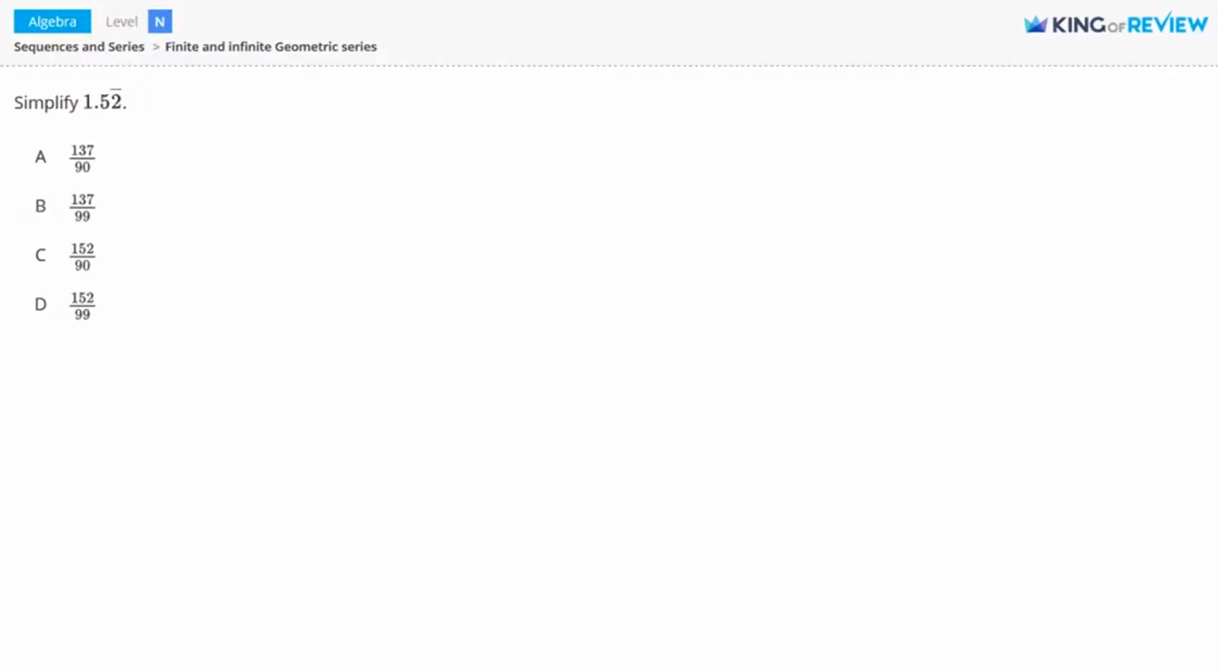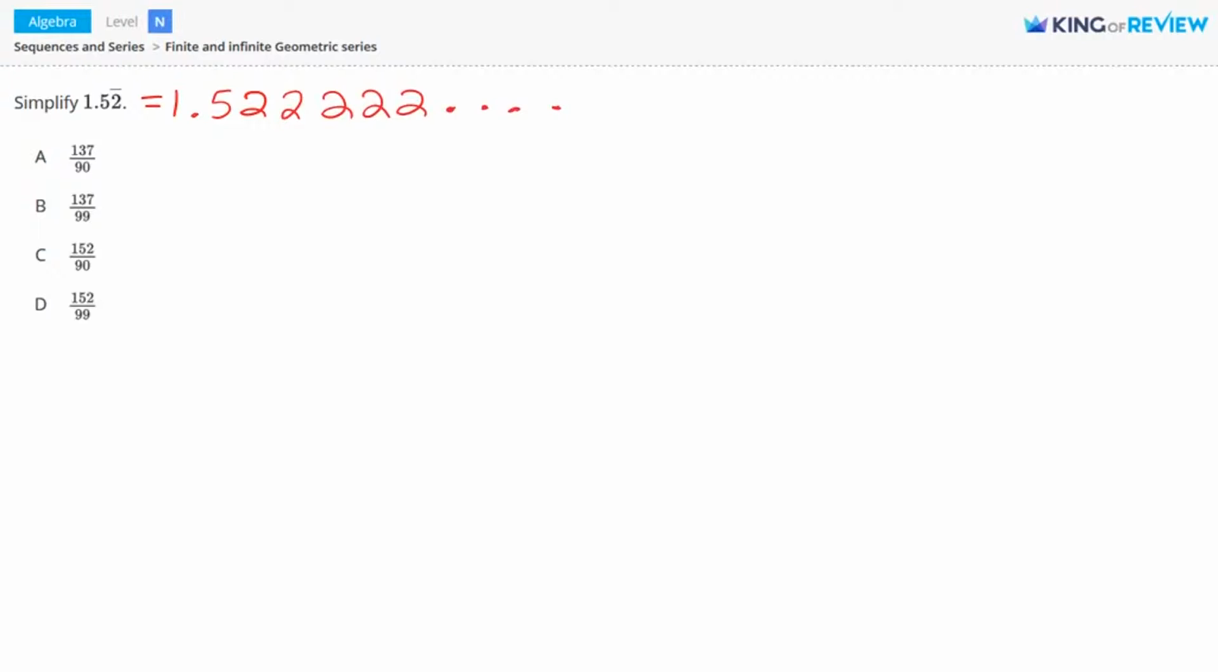Simplify 1.52, and 2 has a repeating bar on top. So if we expand this, we get 1.52, and because the 2 has the repeating bar, the 2 is repeated over and over again, and this continues. This is a repeating decimal.